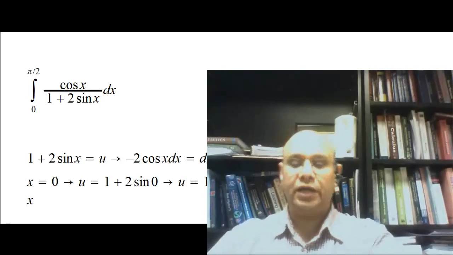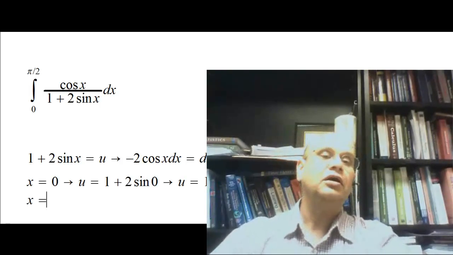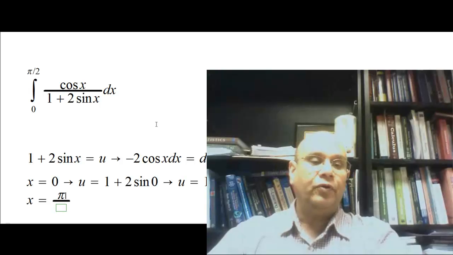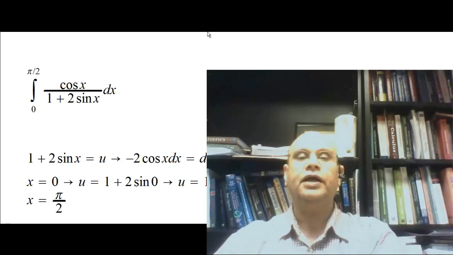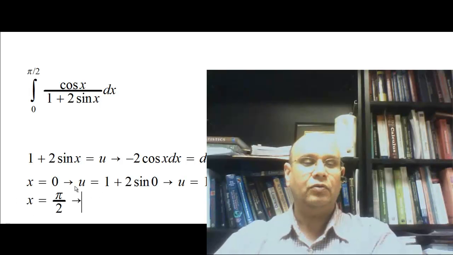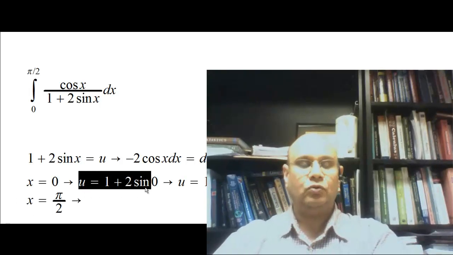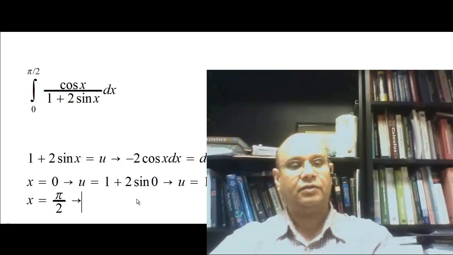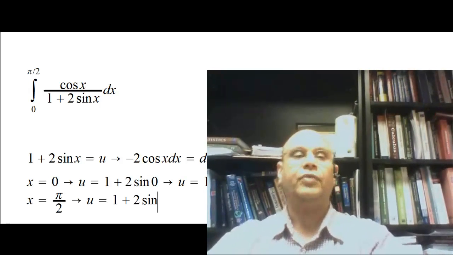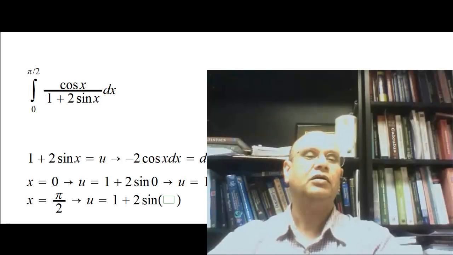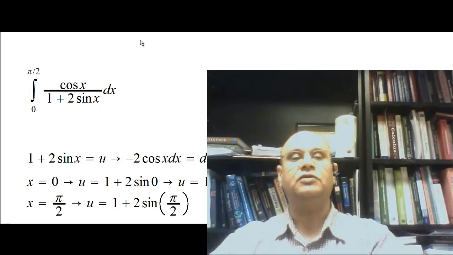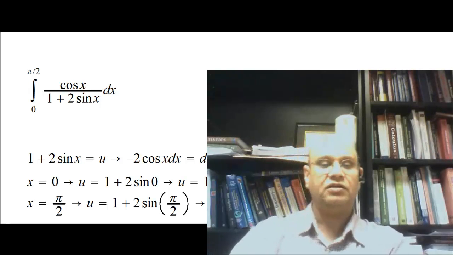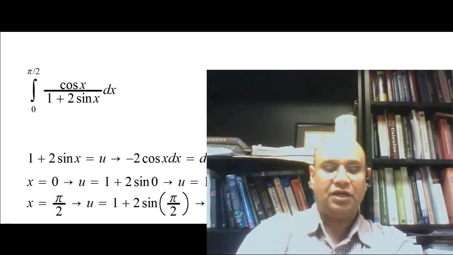Very nice. Now when x is, what was the upper limit? Pi over 2, right? Then we get u equals what? All that applying on pi over 2, right? How much is sine of pi over 2? 1. Very nice. So u becomes how much then?